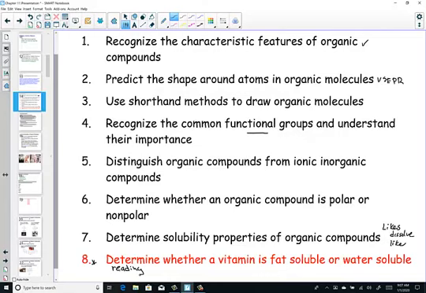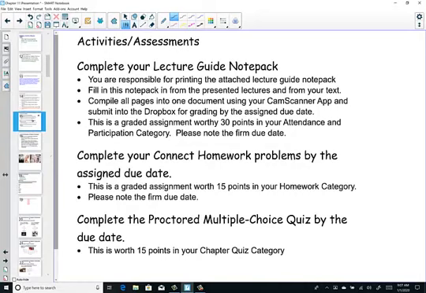So that kind of outlines or maps our journey for Chapter 11, the first of our Semester 2 organic chemistry journey together. And remember, these are the assigned activities and assessments, and really you can count on these for every chapter. You're going to use these videos or in-class sessions, depending on if you're an online student or in-class student, to complete your lecture guide note pack.